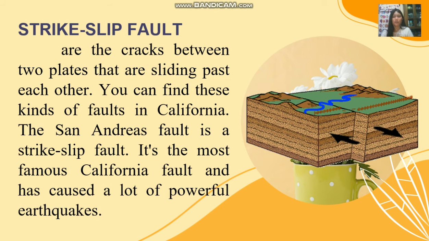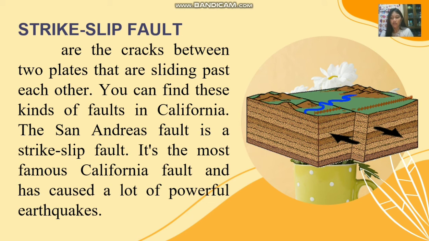Next is a strike-slip fault. It is a crack between two plates that are sliding past each other. You can find these kinds of faults in California. The San Andreas Fault is an example of a strike-slip fault. It's the most famous California fault and has caused a lot of powerful earthquakes.